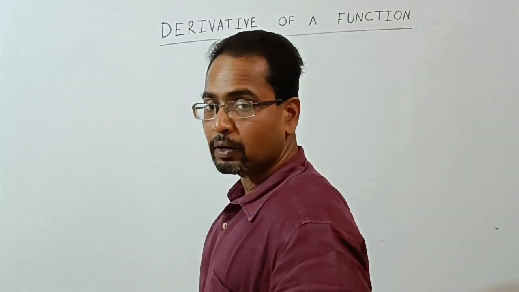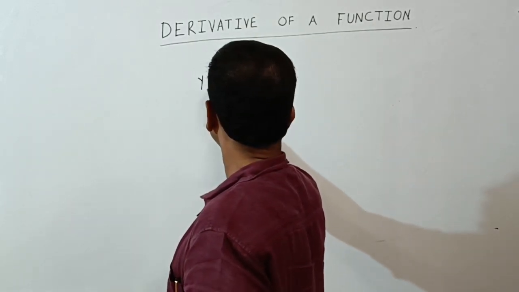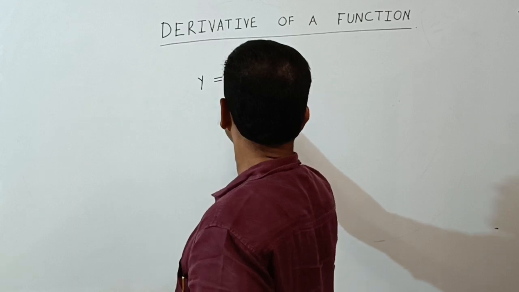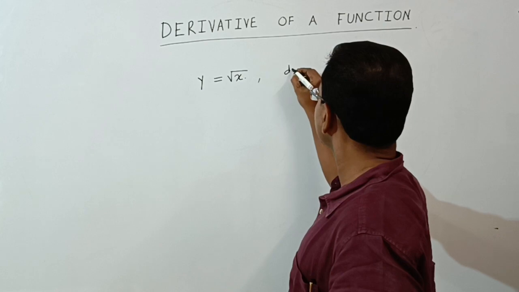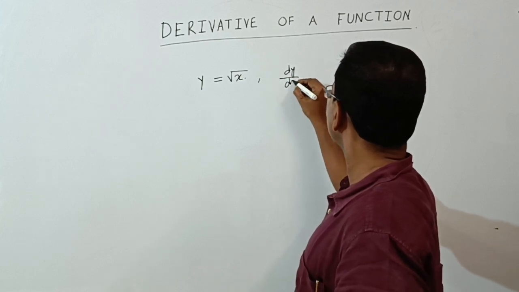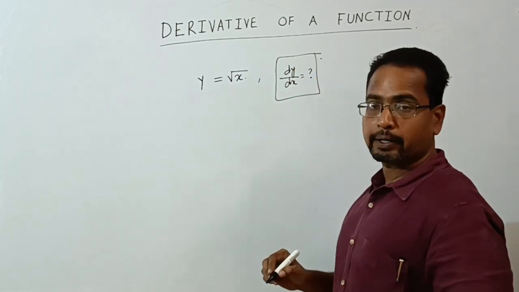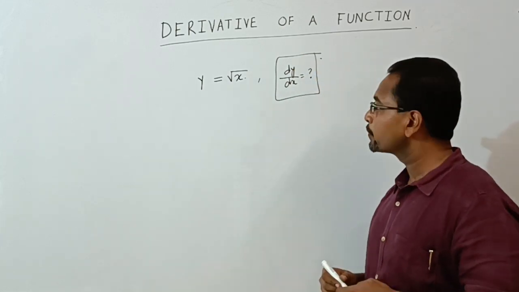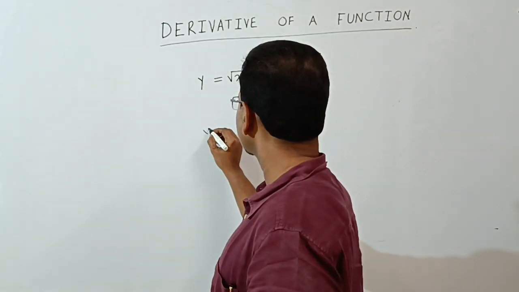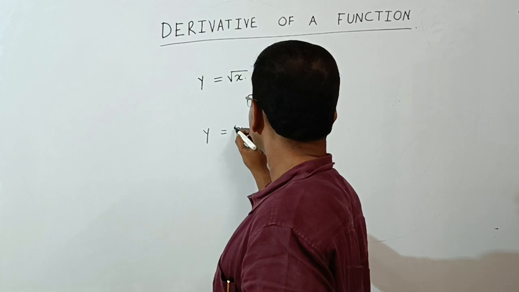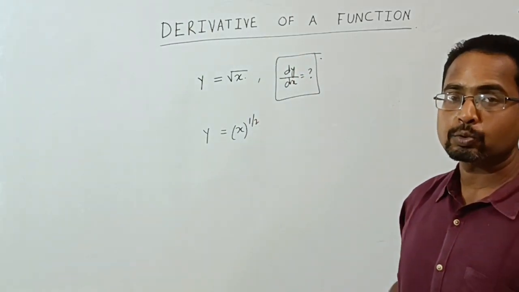Suppose we have a function y equal to square root of x, and we have to find dy by dx. So this is what we have to find, dy by dx. How will I do this? Over here, first of all we will write this square root of x as x to the power of half.